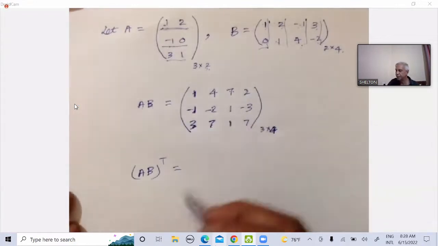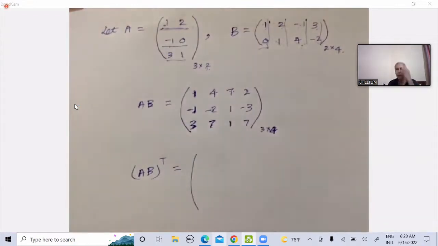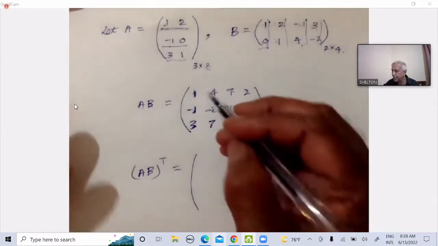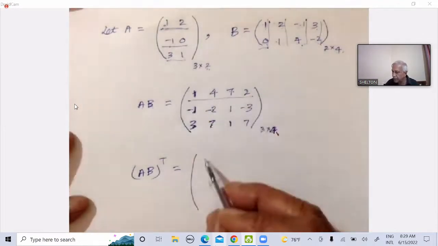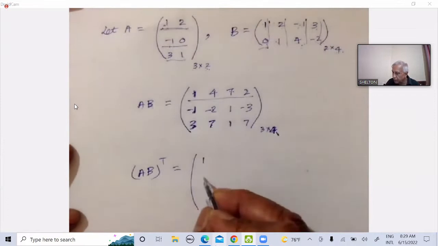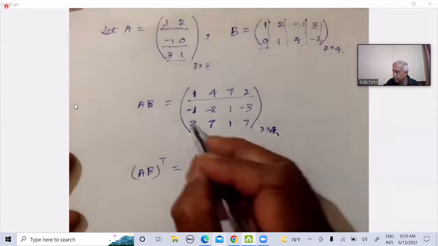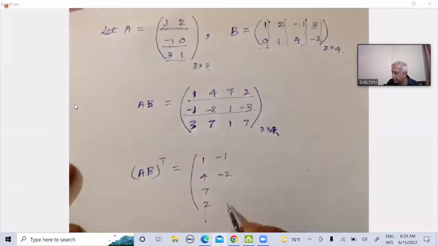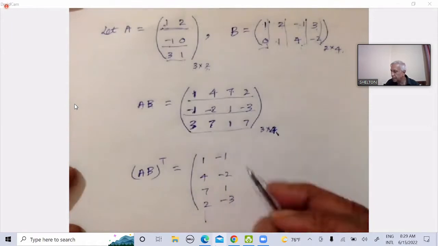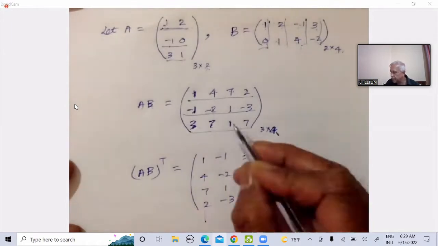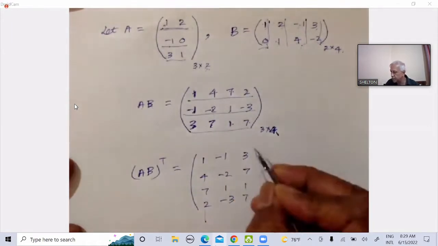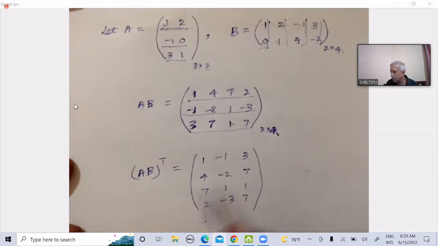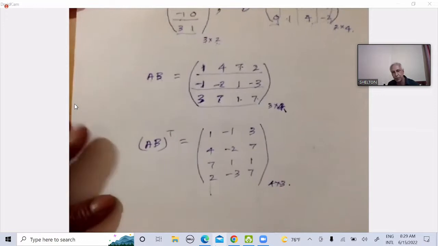A 3 by 4 matrix. So the transpose is going to be 4 by 3. So the first row becomes the first column: 1, 4, 7, 2. The second row becomes the second column: -1, -2, 1, -3. The third row becomes the third column: 3, 7, 1, 7. Okay. You don't have to put the size, 4 by 3. So that is AB transpose.